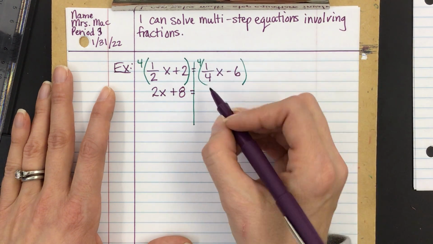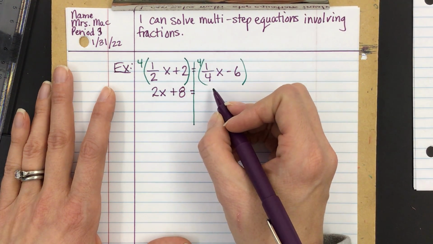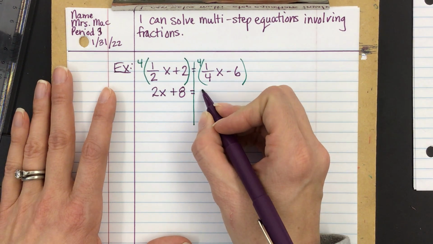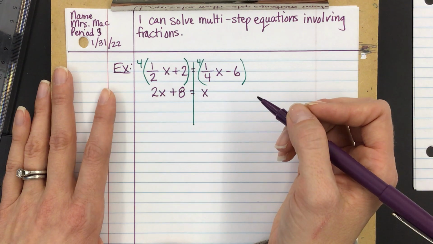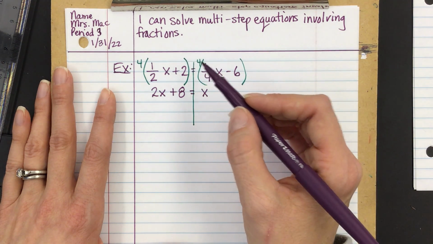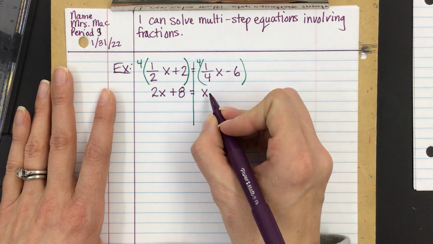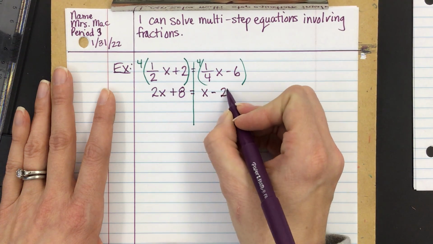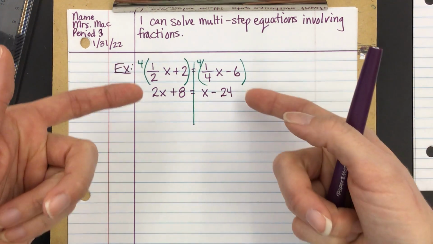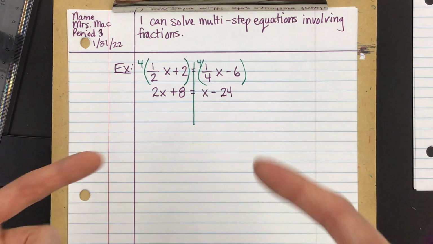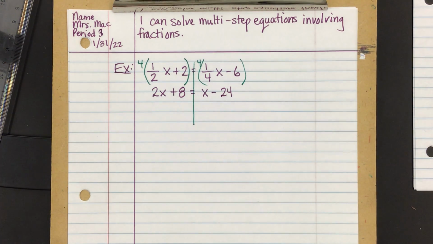4 times 1/4 x is just 1x. But we don't have to put the 1 there. We can just put an x. We always assume that if there's just a variable, there's only one of them. And then 4 times -6 is -24. So we took something that looks pretty complex, and now that's pretty basic, right? Not too bad. So I'm going to go ahead and both sides are already simplified.